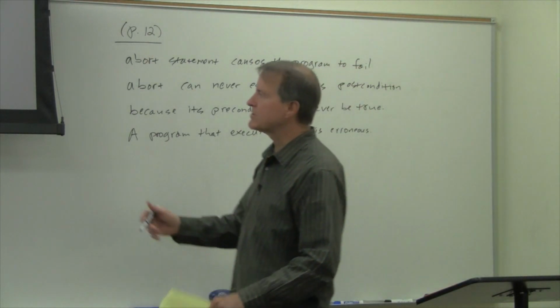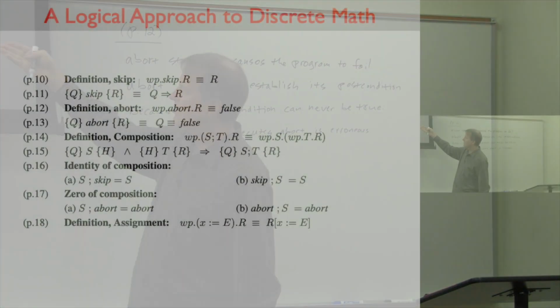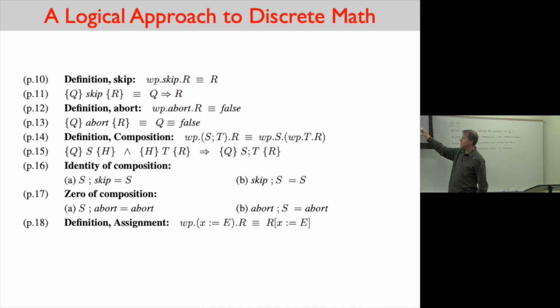And now, what's the next theorem? Check it out. P.13. Hoare triple, precondition Q, statement abort, postcondition R, equivales Q equivales false. And that's a short one that you can also prove in the homework, right? Are we good?